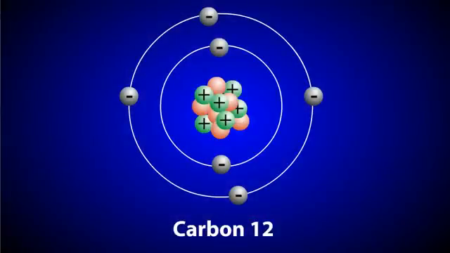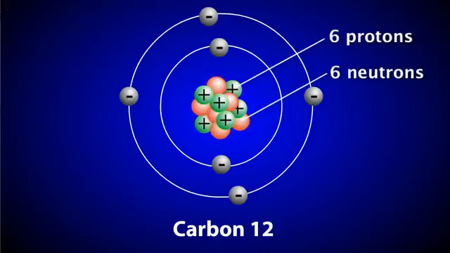Not all atoms of an element are exactly the same. For instance, here's an example of a carbon atom in its most common form. Notice that it has 6 protons and 6 neutrons in its nucleus. The fact that it has 6 protons is what makes it an atom of carbon. However, the number of neutrons can vary between individual carbon atoms.